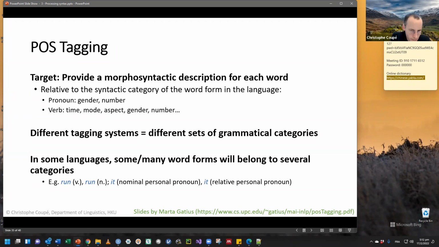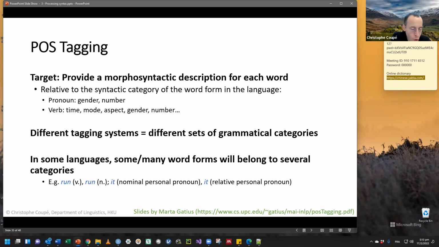In some languages, many words belong to several categories. You remember we have seen the example, le boucher sale la tranche, the dirty butcher, the butcher sold. So you can see that some words can be treated as a verb or as a noun. This is common in French. This is also something you find in English and in other languages. To run or a run. Or "it", like "it creates trouble": it's a nominal personal pronoun, but you could also use it as a relative personal pronoun. So a slightly different category.